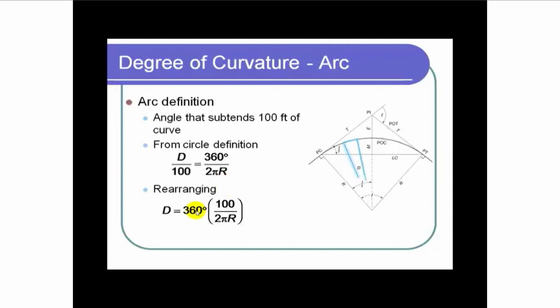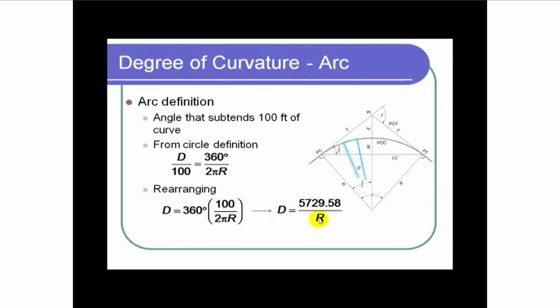When we solve for D, we rearrange, and we get 360 degrees times 100 divided by 2 pi r, which yields D equal to, if we do all the constants here, 360 times 100 divided by 2 pi, which turns out to be 5,729.58 divided by R. Of course, R is still left there. And so now we have a relationship between the radius of the curve and the degree of curvature of that curve.